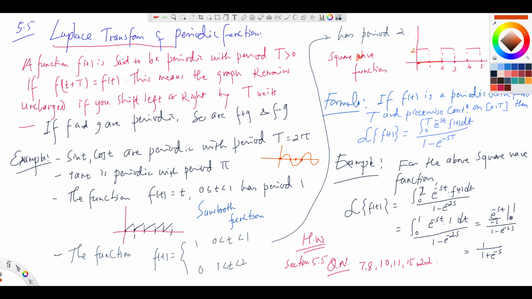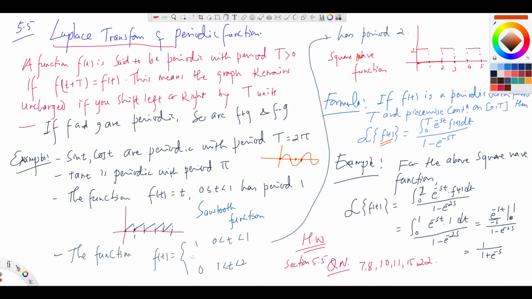Okay. There is a formula to find the Laplace transform of a periodic function. What it says is, if f(t) is a periodic function with period T, then the Laplace transform of f(t) is the integral from 0 to T of e to the negative st f(t) dt, over 1 minus e to the negative sT. Uppercase T is the period, right? So let us do this example.